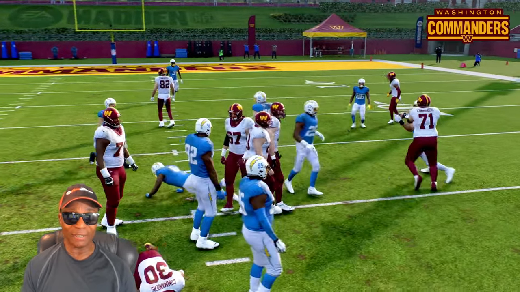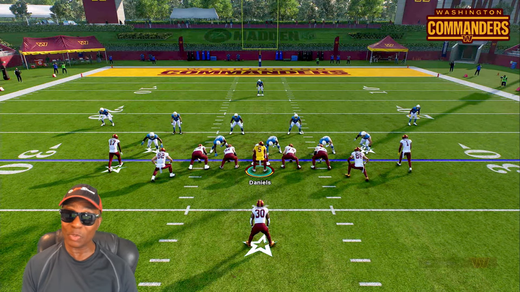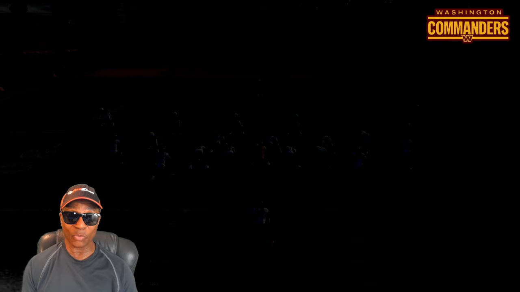Ooh, see. You see what I'm saying, guys? My offensive line not that good. Let me show you something. It was set up. Let's look at the replay.